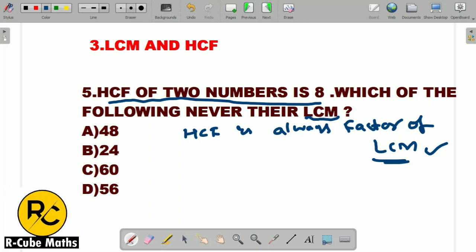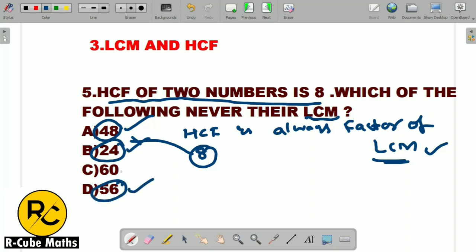So what is the given HCF? 8. So 8 is the given HCF, and 8 is a factor of the LCM. 8 divides 48, 8 divides 24, 8 divides 56 7 times. So 8 is not a factor of 60. So the answer is 60. 60 can never be the LCM of those two numbers. So it is a very simple concept. Based on the basic concept, we can identify the suitable answer easily.